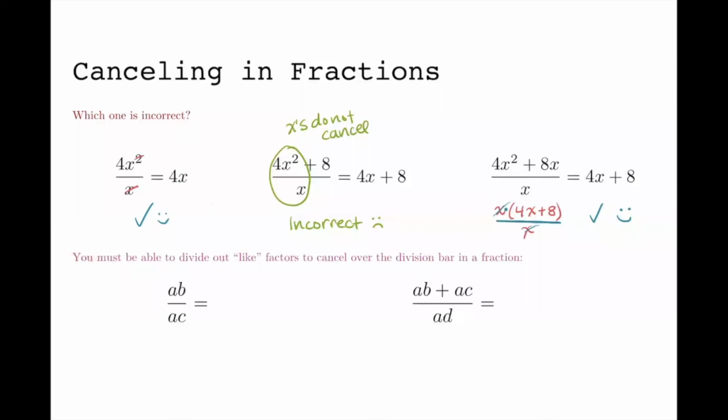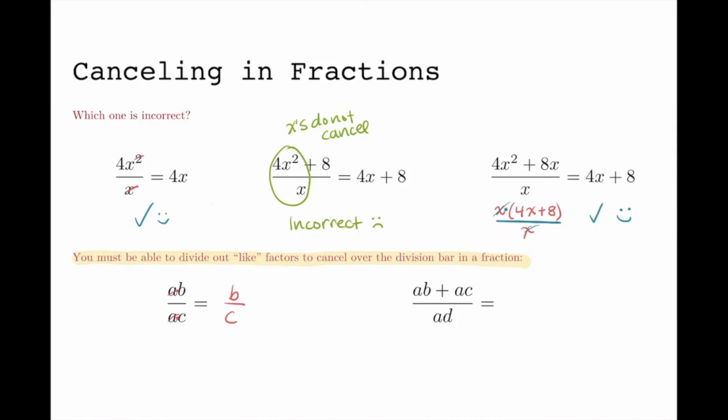To summarize, you must be able to divide out like factors in order to cancel over the division bar in a fraction. There are really two kinds of fractions that we might see. The first one is something times something else over something times something else. In other words, a times b over a times c. In this case, we know that this a and b written together are multiplied, and in the denominator, we are also multiplying by a. So here the a's do cancel, and that can be rewritten as b over c. This is like what we saw in the example on the left.